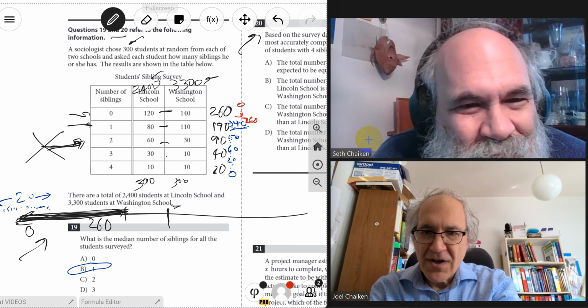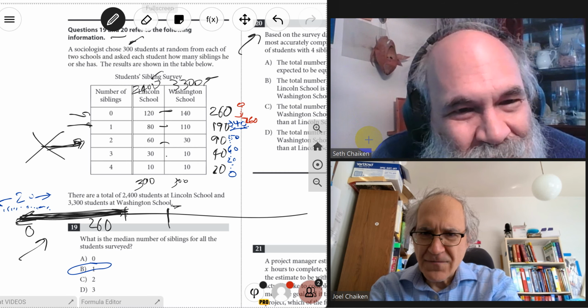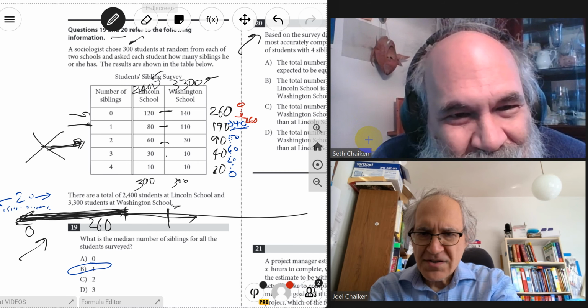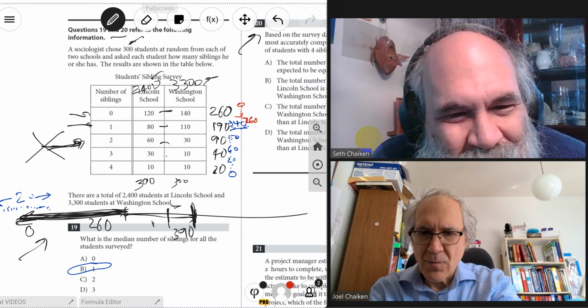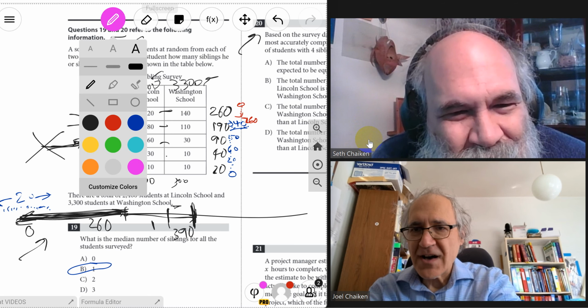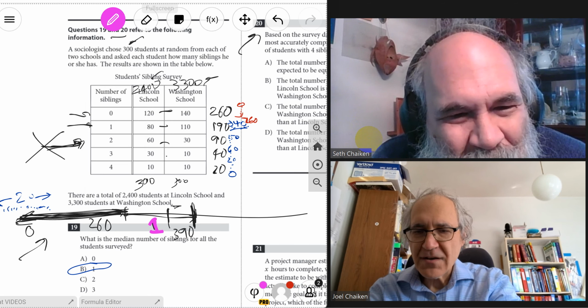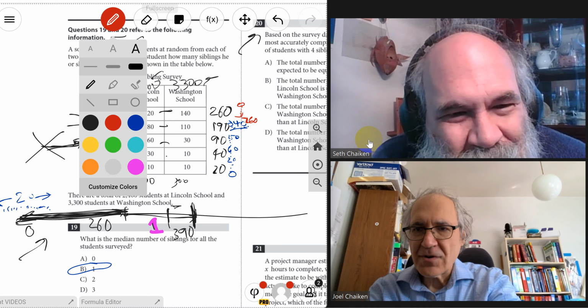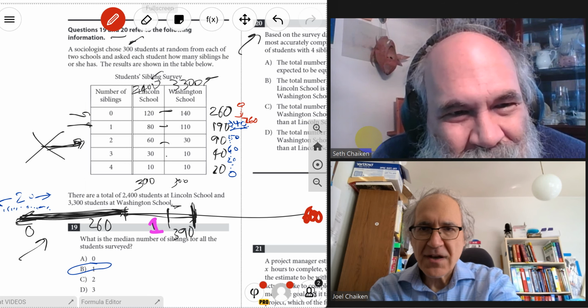Now we go 110 more to 390, which is here. And that's how many there are. There's a 1 here, okay? We'll put it in a bigger font. 1 sibling, right? And you know that the total is 600 total, right?